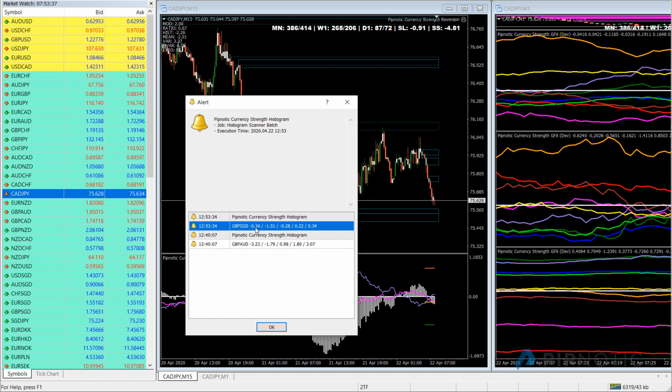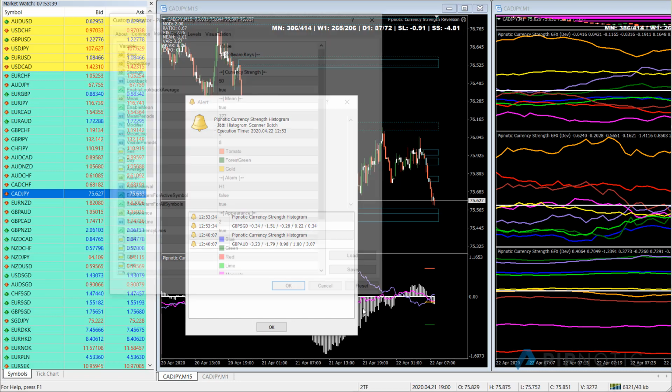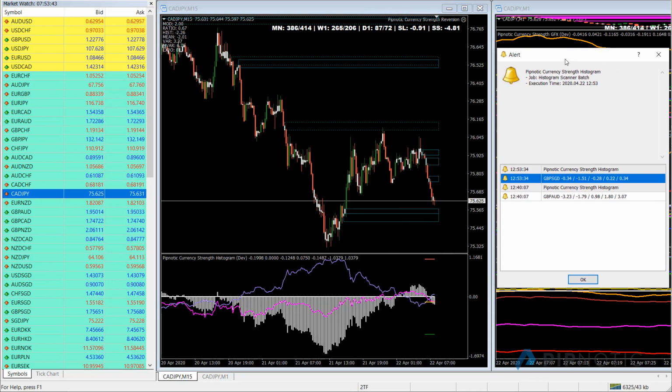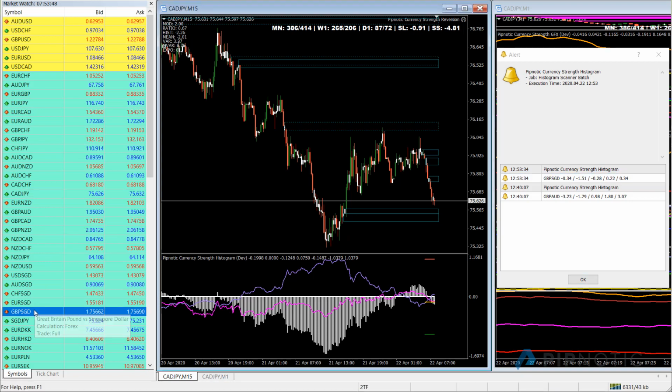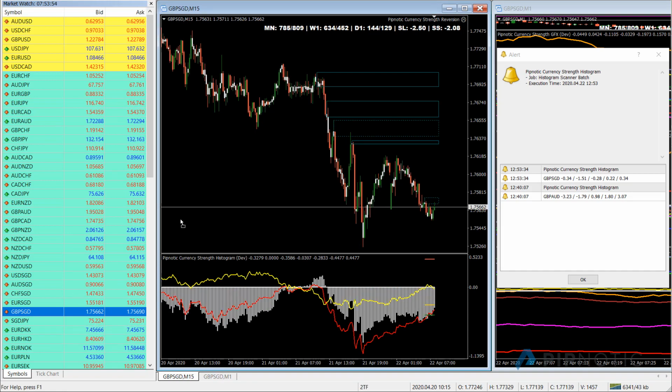Yes, so we have the pound Singapore dollar. So let's disable this, the alarm. Let's move this over here and we go to the pound Singapore dollar. Pound Singapore dollar here. So this is a negative value and we're looking probably for it to move higher from here. Yeah, we've already actually been at these negative values.